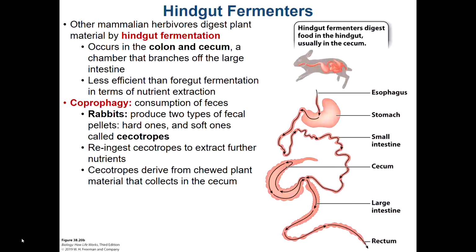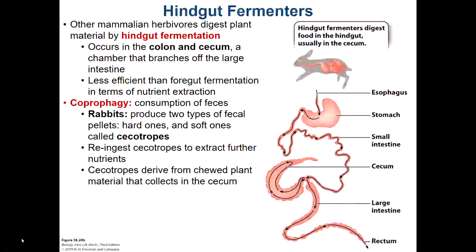Most other mammalian herbivores have what is called hindgut fermentation. Hindgut fermentation occurs in the colon and cecum, which is a large chamber that branches off of the large intestine. So if we look here in this rabbit, the food goes from the mouth to the esophagus, into the stomach, and through the small intestine, which is the area where most of the nutrient absorption happens. The food then goes into the cecum and then travels down the large intestine.